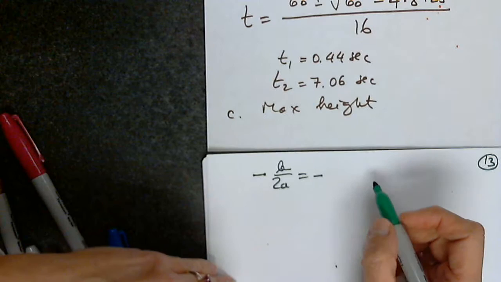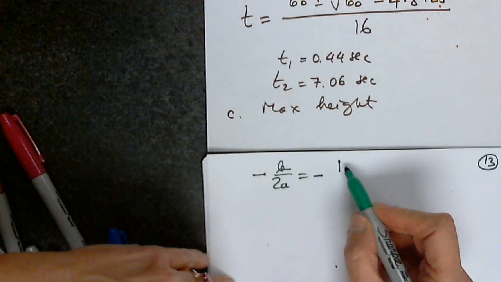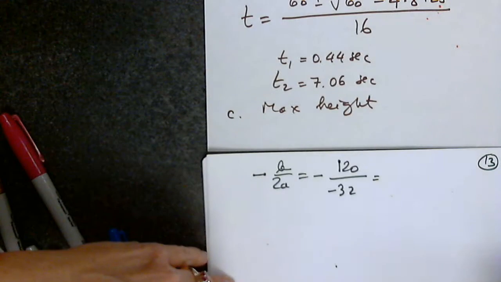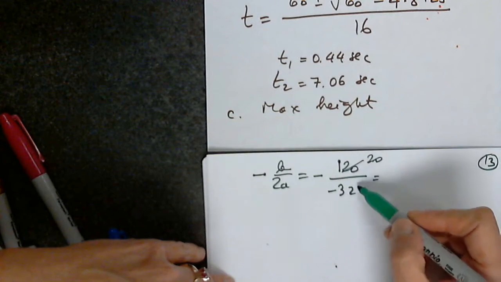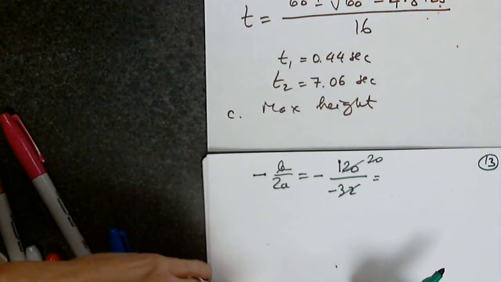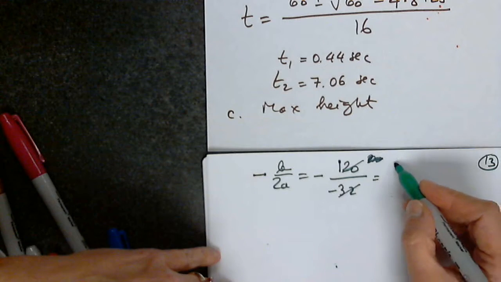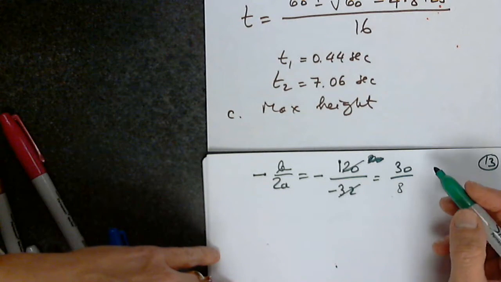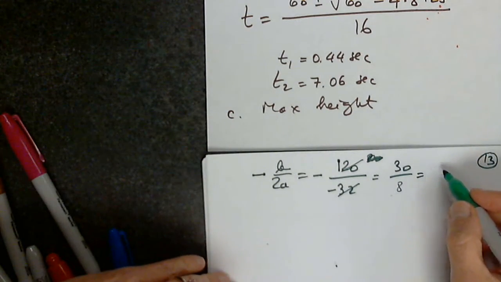Negative B. 60. Careful. Get rid of 120. Very good. Over negative 32. Very good. Excellent. So it has to be positive 120 over 32. I don't know why I'm dividing 32 by 6. I have no idea. This is the second time I'm doing it. So divide by 4, and I get 30 over 8. Right? So what is that? How much? 15. Right. Okay.